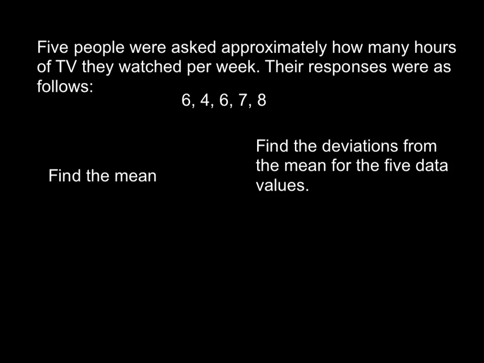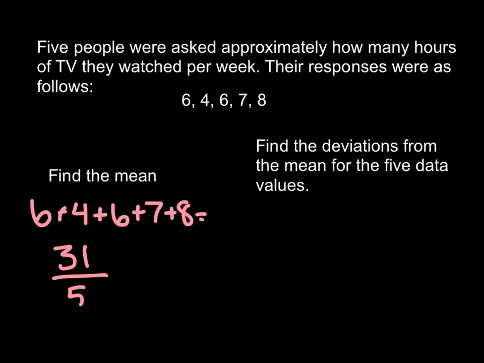So in order to find the mean, we need to add them all together and then divide by the number of points of data that we have. So 6 plus 4 plus 6 plus 7 plus 8 is going to give us 31, and we have 5 points of data, so our mean is 6.2 hours.